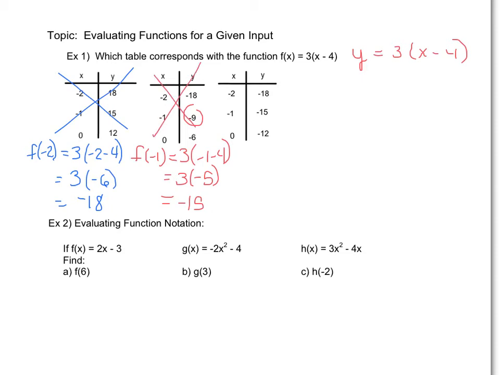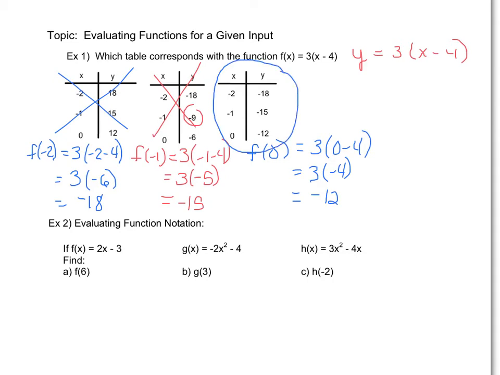Well, process of elimination tells me it probably should be my third table. And notice that I plugged -2 and I got -18. -1 gave me -15. Just for some practice, I am going to go ahead and plug 0 in. So f of 0 equals 3 times 0 minus 4, which is 3 times -4, which is -12. So every x value did give me the y value that I wanted in this table. So that is going to be my choice.